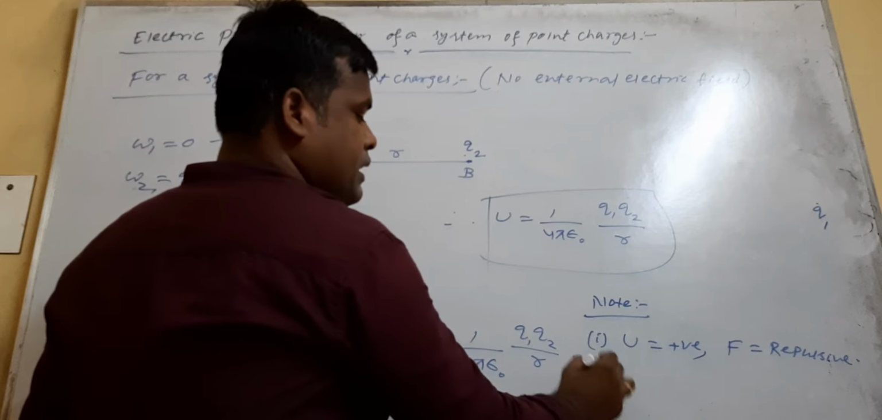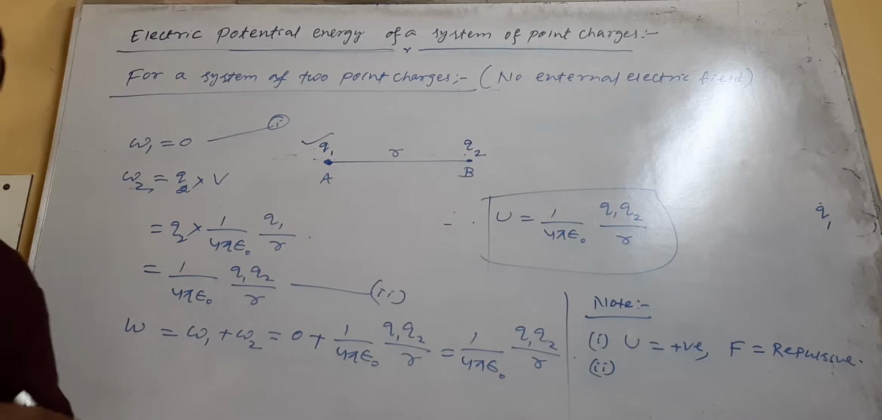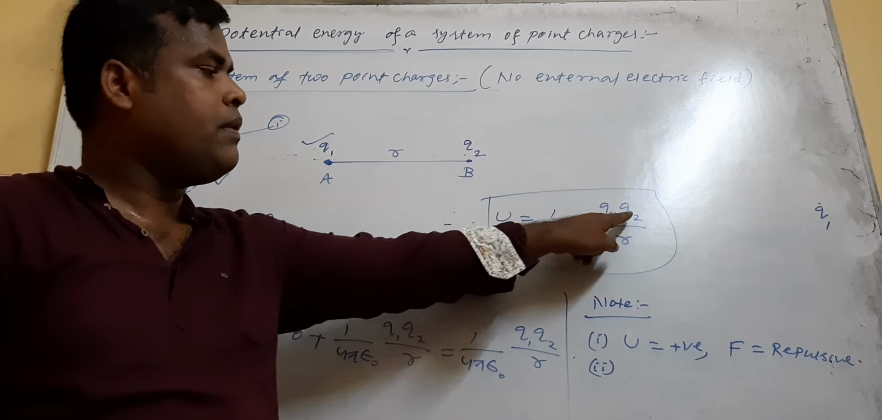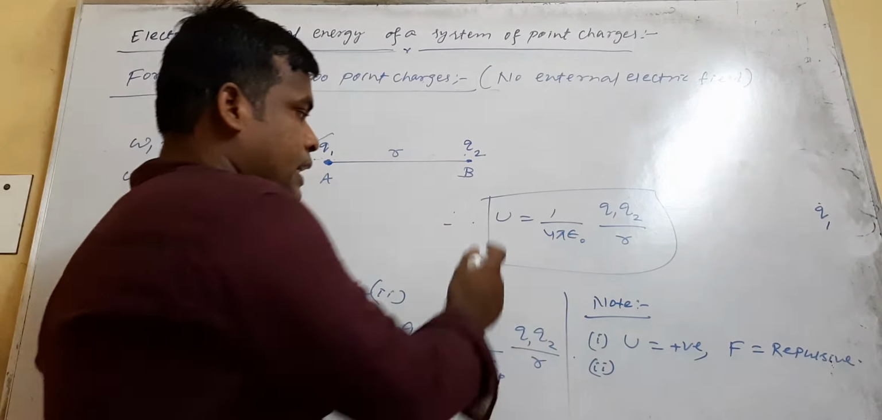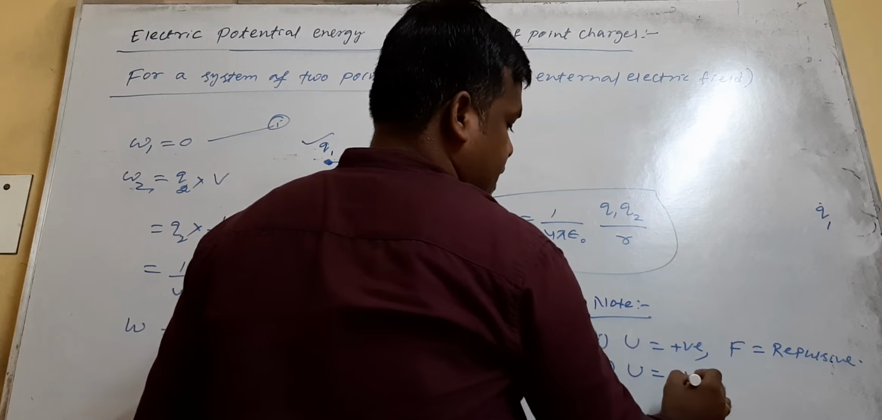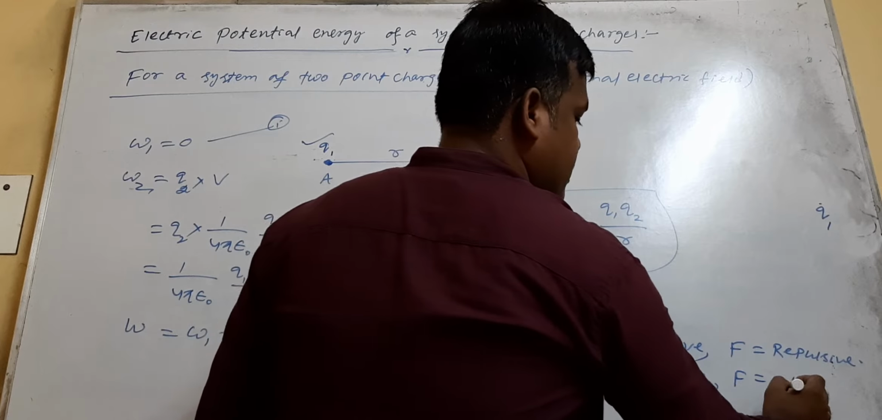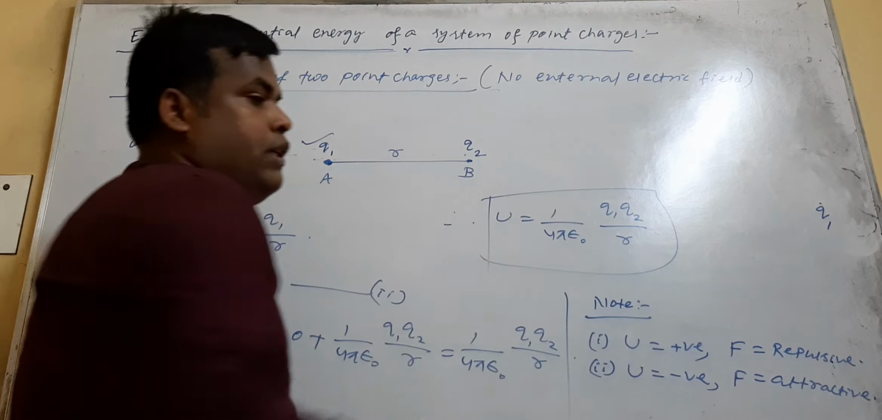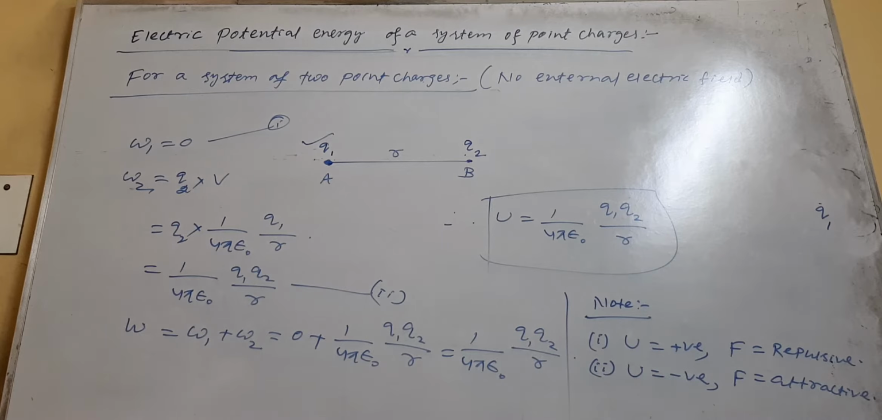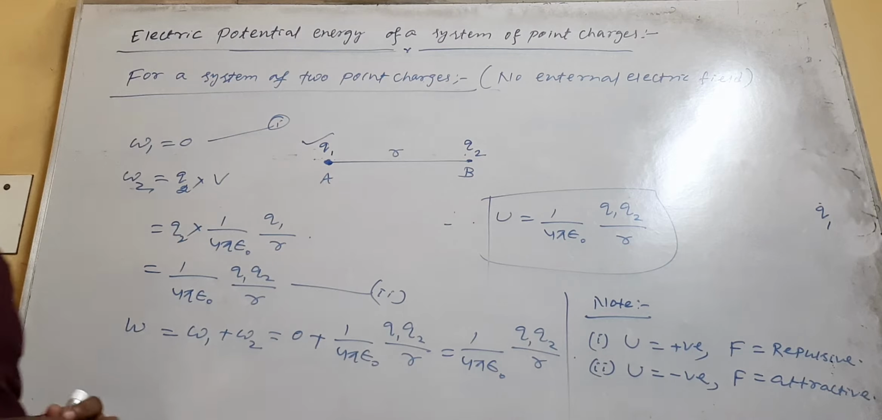If both the charges are of unlike nature, that means if one is positive and the other one is negative, then what is the product? Product is negative. That means potential energy is negative. Potential energy negative indicates the force is attractive. The electrostatic force between two charges of opposite nature is attractive. Then the potential energy is negative.